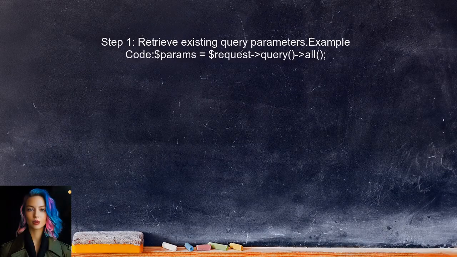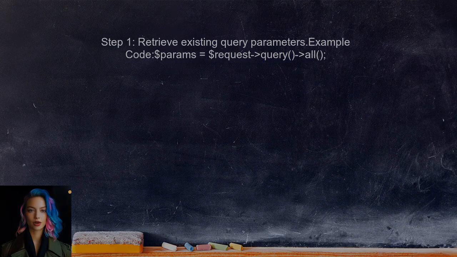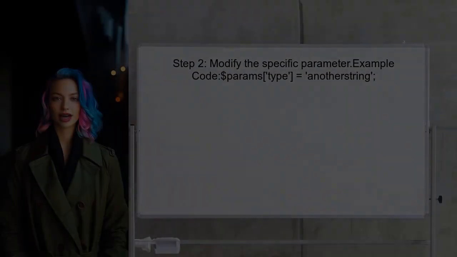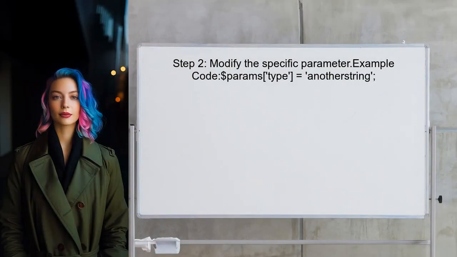To modify the query string in Laravel, the user can utilize the request object to retrieve the current query parameters. First, they should get the existing parameters using the all method. Next, the user can change the specific parameter they want to modify. In this case, they will change the type parameter to a new value.